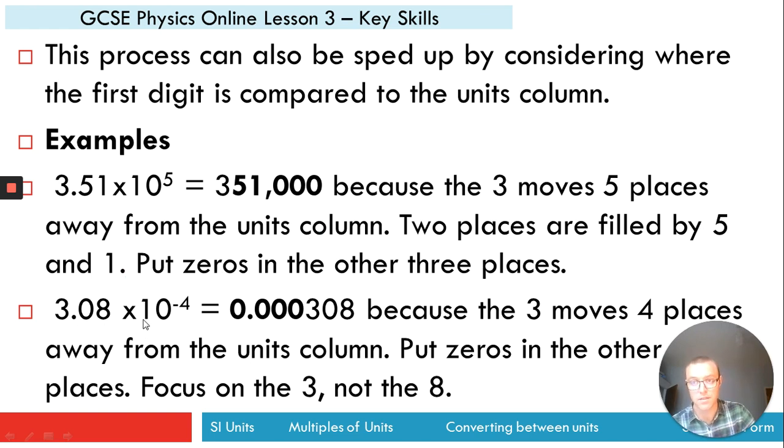3.08 times 10 to the minus 4 is equal to 0.000308, because the 3 moves 4 places away from the units column. It's here in the units column, and it moves 4 places away. So we need 4 zeros. Put zeros in the other places. Focus on the 3, not the 8.